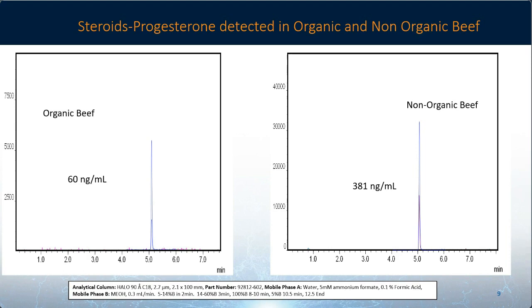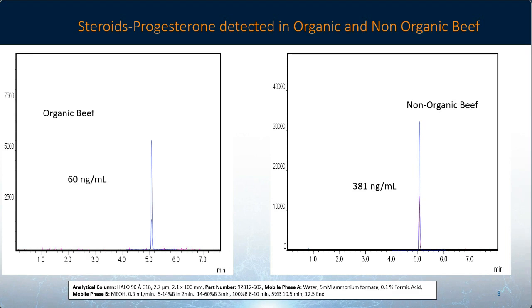However, if you look at the two on your left side of the screen, in the organic ground beef, we found it at 60 nanograms per mil, and in the non-organic beef, we found it at almost 7 times higher, at 381 nanograms per milliliter. And as we've mentioned before, exposure to progesterone has led to the development of cancer, especially in females, because of excessive consumption. So we see an excessively high amount in the non-organic ground beef.